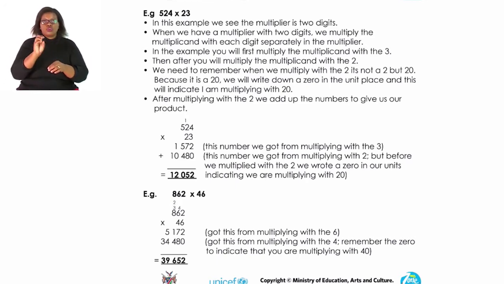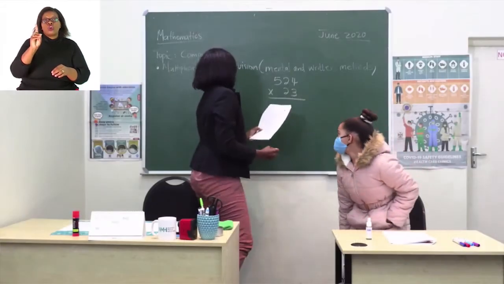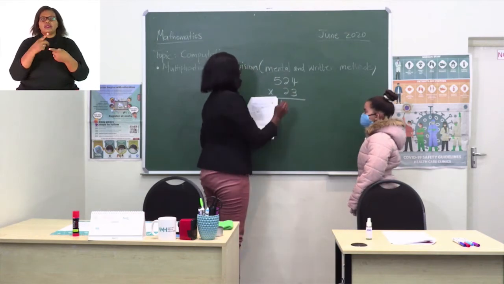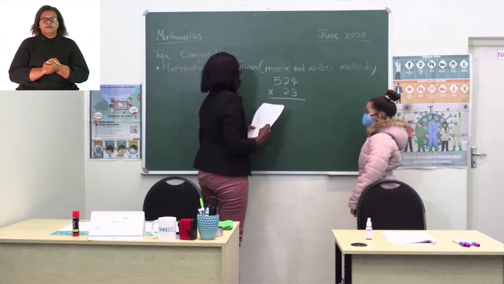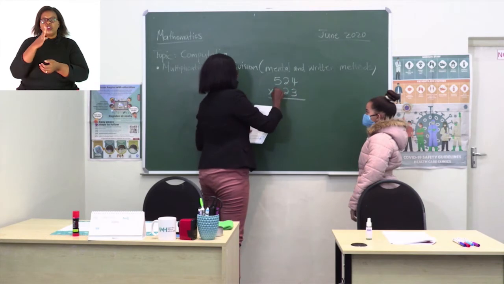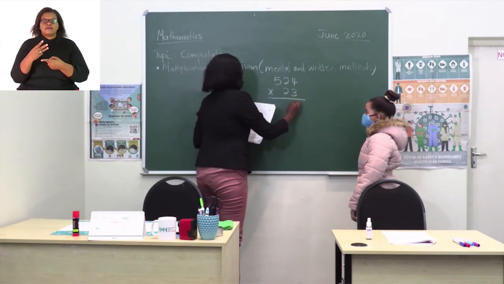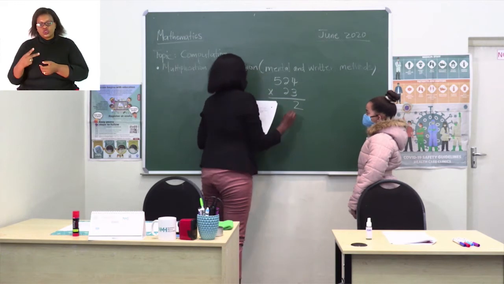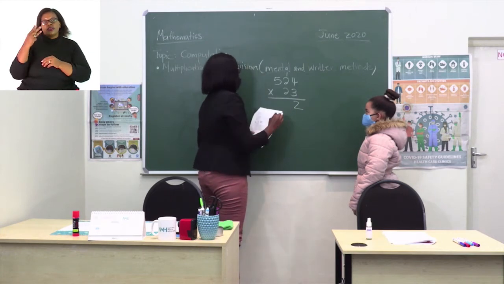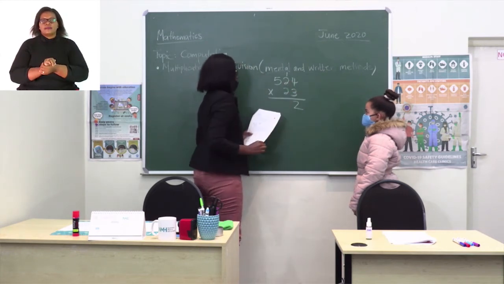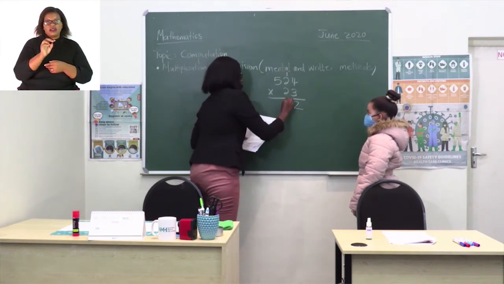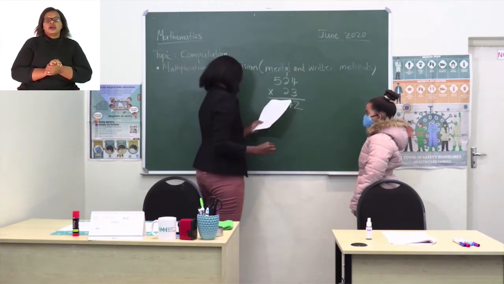Good, boys and girls, let's go on the board. We have 524. We multiply it with 23. We start to multiply with the first digit. Okay, we start with 4 times 3, which is 12. We write the 2 here, and then we carry over the 1. Good. Next step, 2 times 3, which is 6. And then we add on the 1 up here. We write our answer, which is 7.